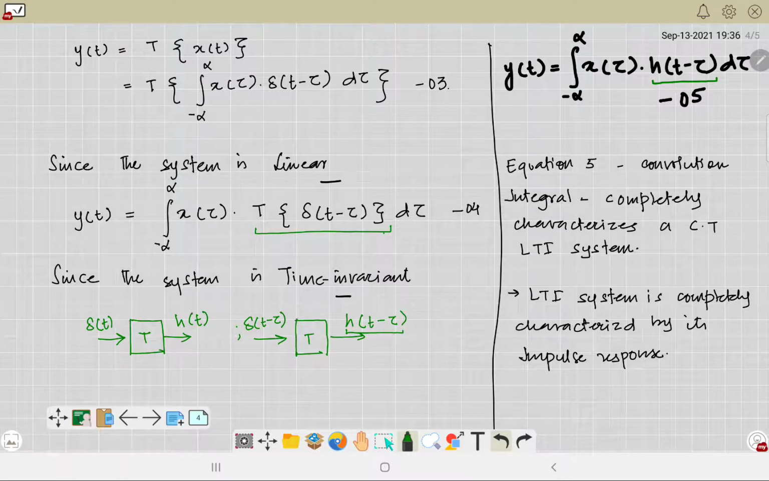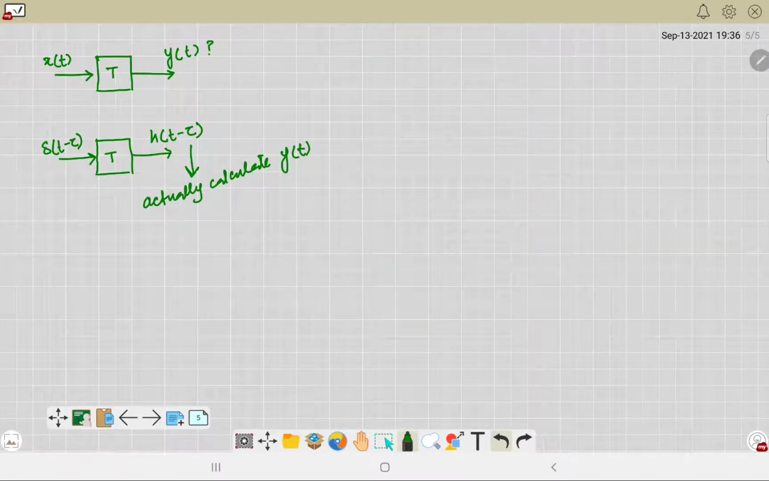This is what your integral says. Y of t is x of tau, which is your input, times h of t minus tau. This is basically the response of the system to the impulse signal. So if you know the response of your system to the impulse signal, then that response can be used to determine the response of the system to any arbitrary signal x of t.